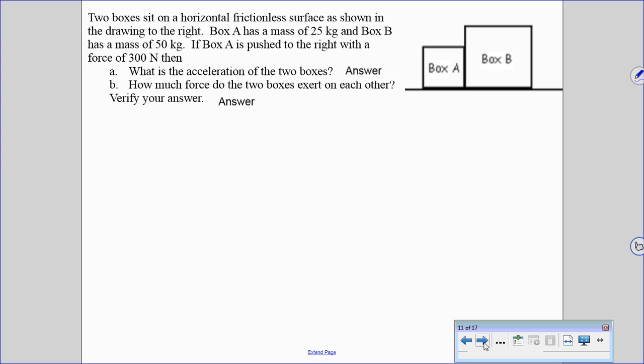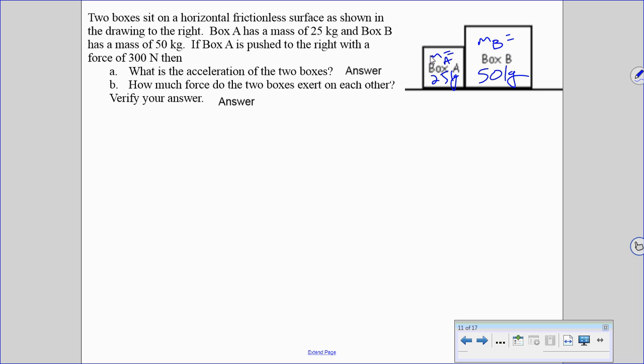It says two boxes sit on a horizontal frictionless surface as shown in the drawings. Box A has a mass of 25 kilograms, let's label this MA. Box B has a mass of 50 kilograms. Box A is pushed to the right with a force of 300 newtons, and we're trying to find the acceleration of the two boxes. Well, if you push A and A moves, then B is going to move too. So at this point, it might make sense to consider them as one object.